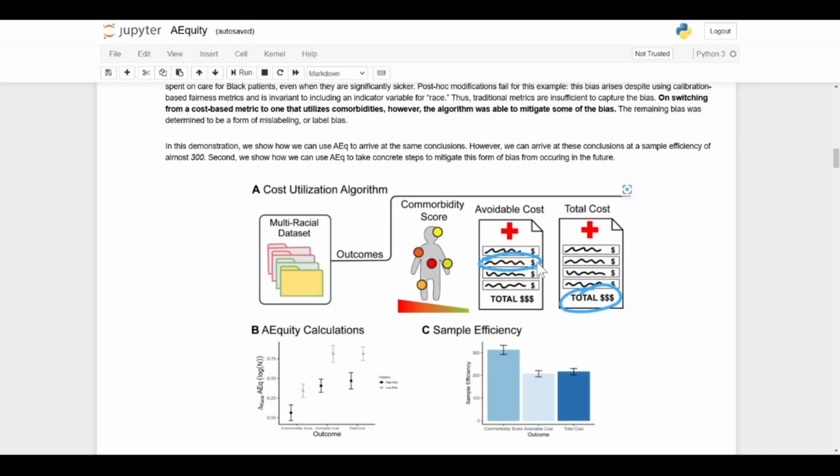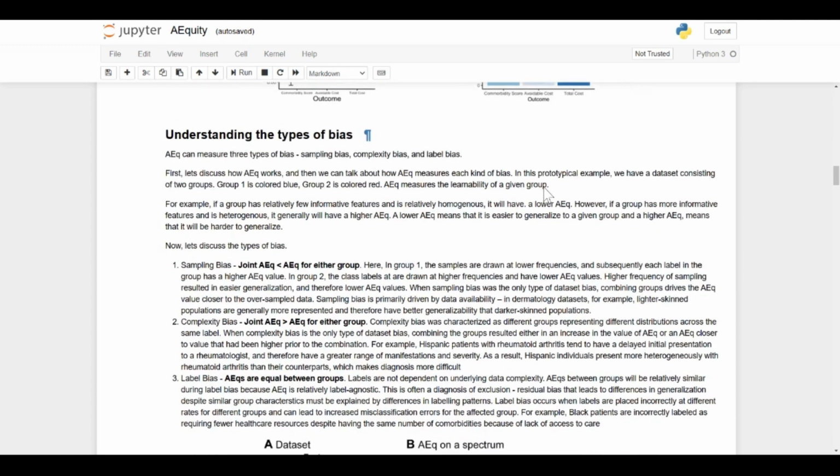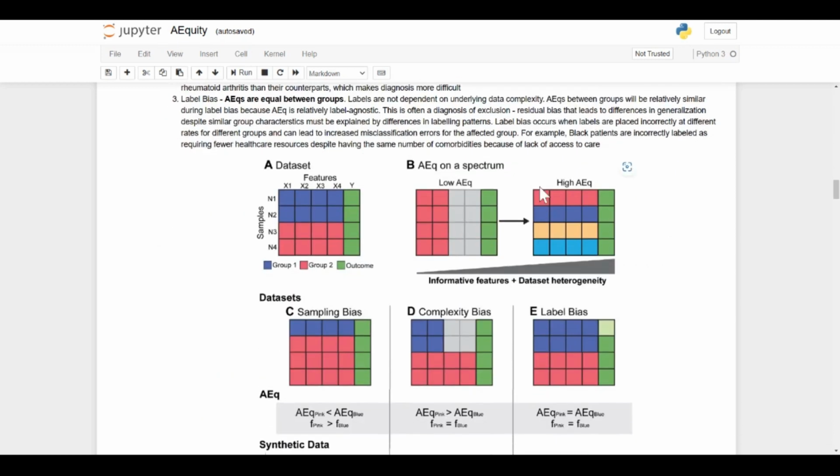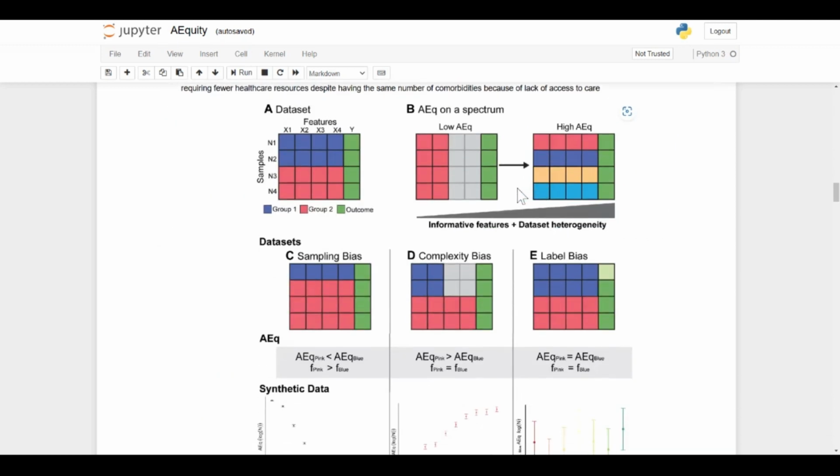And so the core problem is, should we select comorbidity score or should we select total cost? And they determined that when switching from a cost-based metric to one that uses comorbidities, the algorithm was able to mitigate some of these biases. So let's focus on how AEQ can actually replicate some of these results at a much smaller sample size. So AEQ works by focusing on the learnability of a dataset.